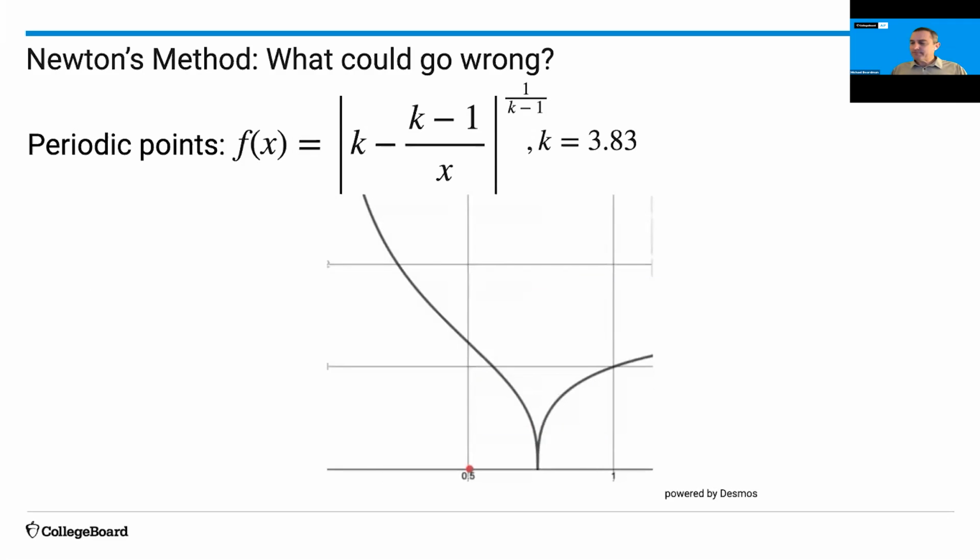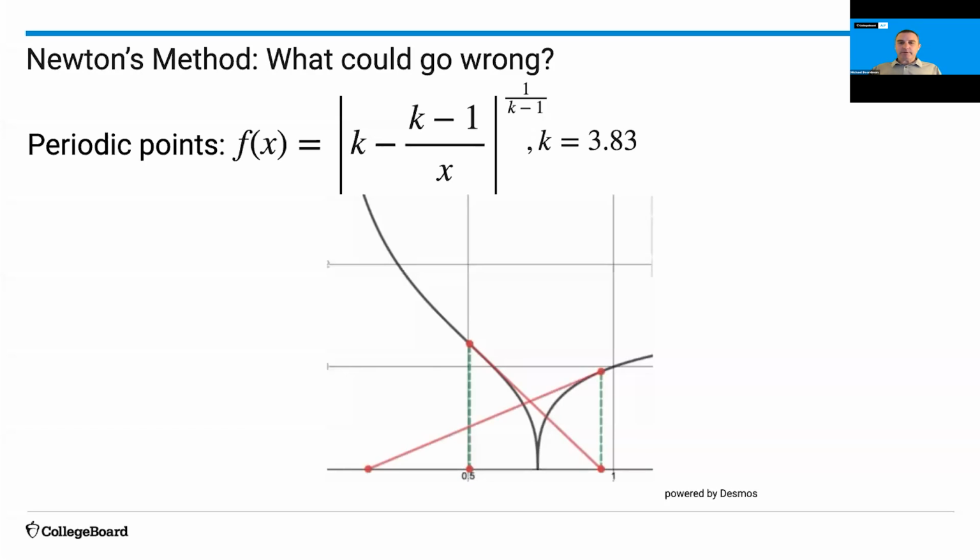Here's another interesting function. It is the absolute value of k minus 1 over x, all to the power 1 over k minus 1, but I want to use a particular value of the parameter k, 3.83. So just to say what this function really is, it is the 1 over 2.83 power of the absolute value of 3.83 minus 2.83 over x. Let's watch what happens when we start with an initial guess of just larger than 0.5.